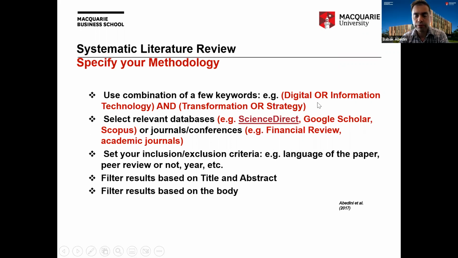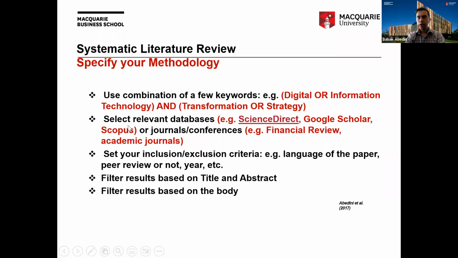So these are the type of keywords we use. As you can see, digital or transformation, and transformation or strategy. Now, what website or database are we going to use? In this example, you could use Science Direct, Google Scholar, or Scopus.